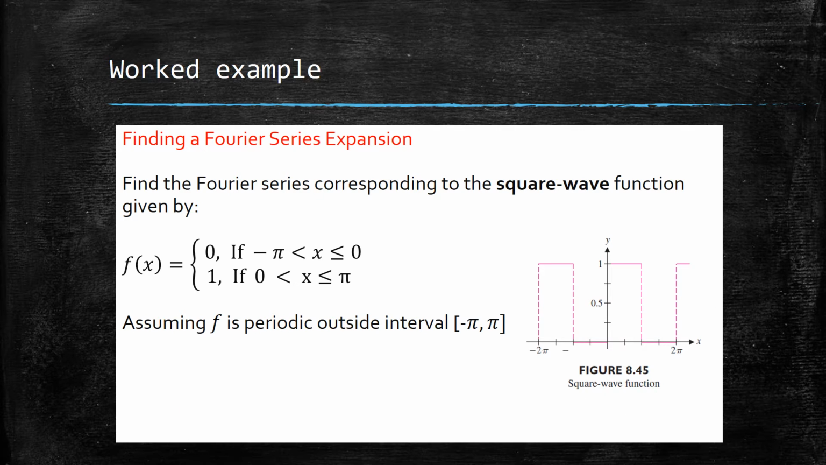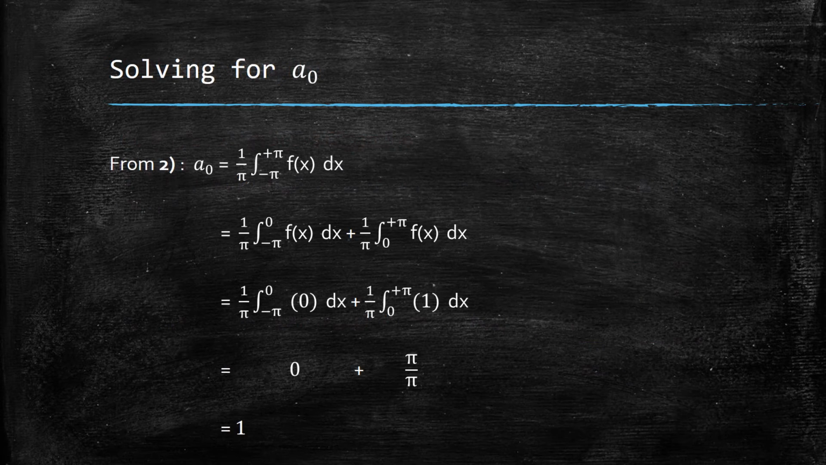Now we're going to work through an example. In this case, we'll need to find a Fourier series expansion for the given function. In this case, we're looking at the square wave function, which is equal to 0 for x values between negative pi and 0, and equal to 1 for x values between 0 and pi. We are to assume that this function is periodic, so it repeats itself outside the interval from negative pi to pi. In order to find the Fourier series expansion for the square wave function, we must find values for the Euler-Fourier coefficients a0, a sub k, and b sub k.